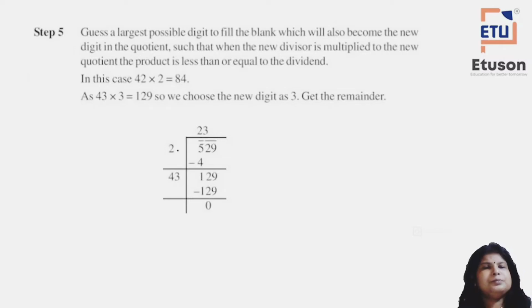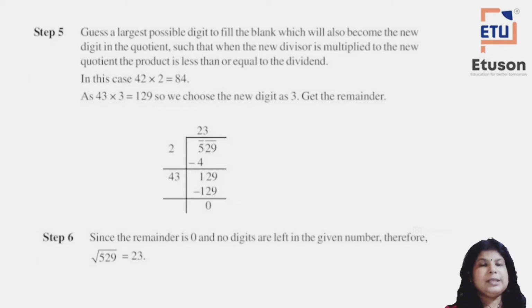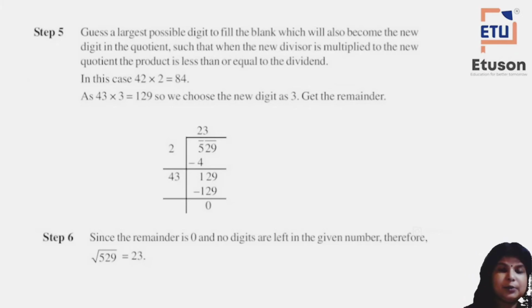Okay. So you will try with the next number. So that is 43. So 3 you have chosen. So 43 into 3 is equal to 129, which is equal to your new dividend. So 129 minus 129 becomes 0, as the remainder is 0. So you have got your final answer. So since the remainder is 0, your square root of 529 is equal to 23.